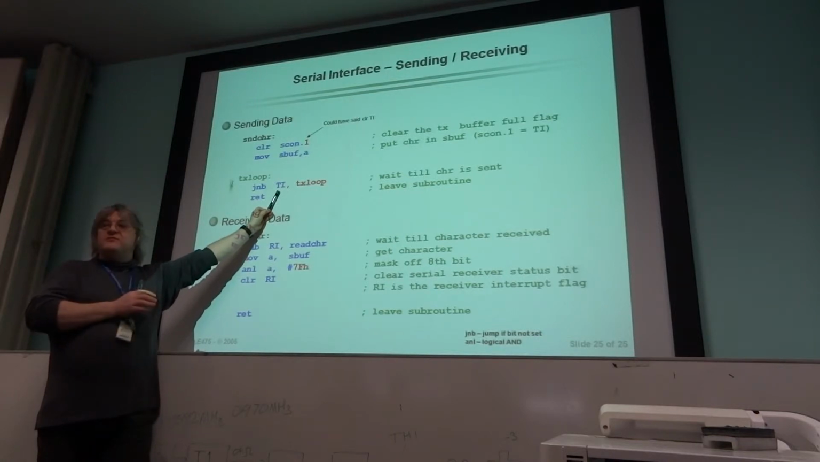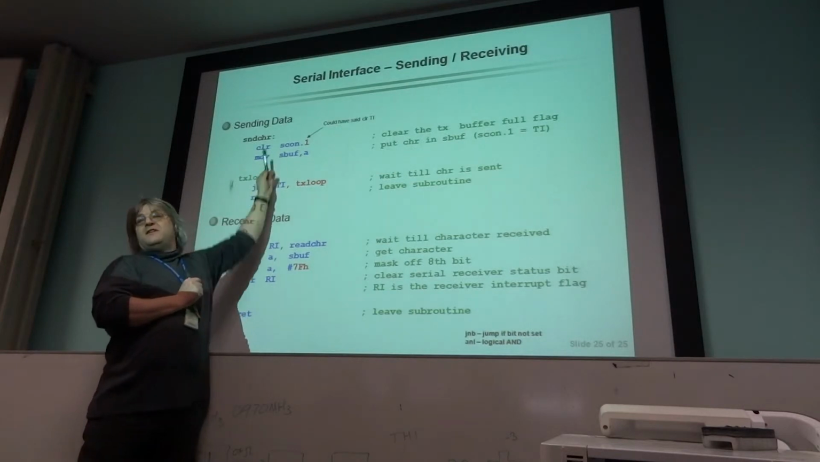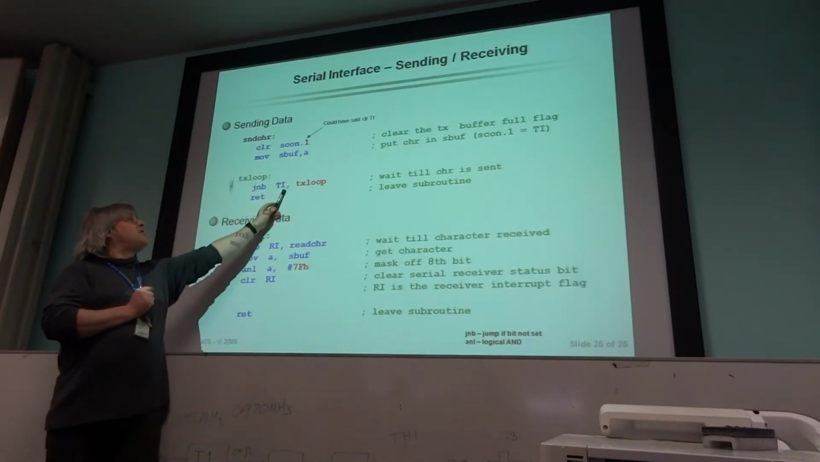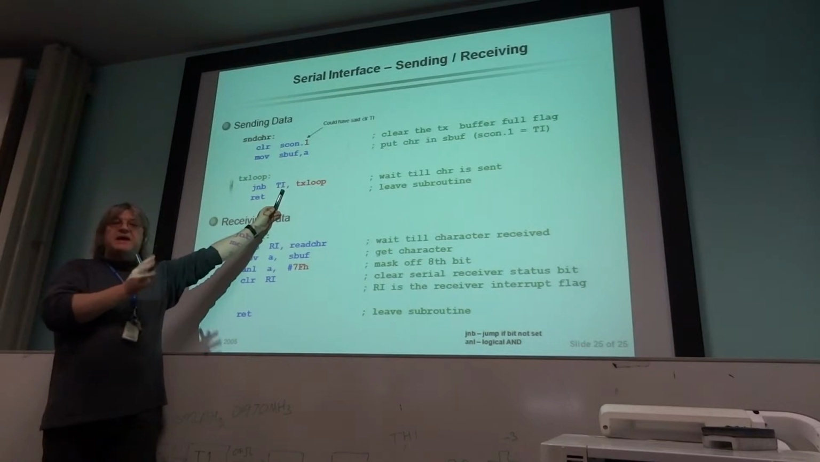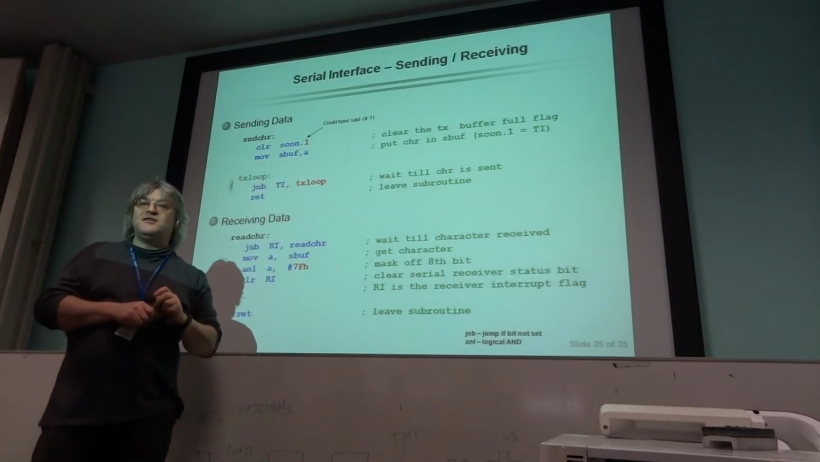I never wrote this bit of code, I don't know who did, but you could have written clear TI here, and you could have written scon.1 here. It's the same bit in the same register, just two names for the same thing. And I have no idea why we've written it first one way and then secondly the other way.